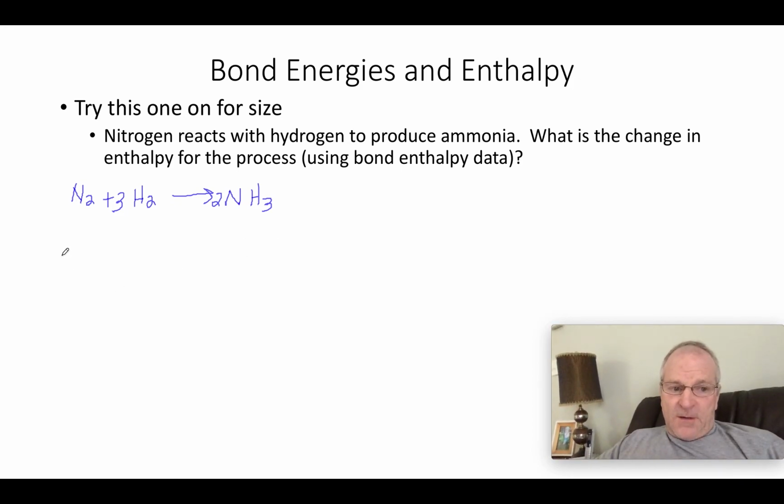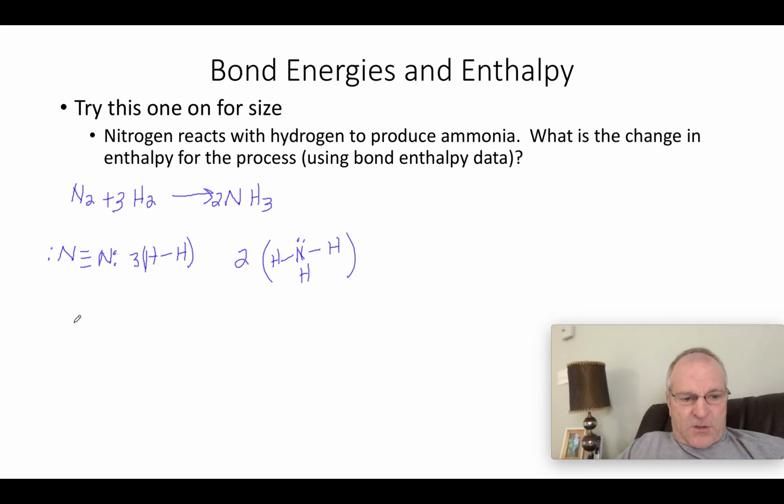So again, the whole Lewis structure idea is handy like fingers in a glove, in that the nitrogen is a triple bond, and there are three moles of hydrogen-hydrogen single bonds and 2 moles of nitrogen-hydrogen single bonds formed. So broken.